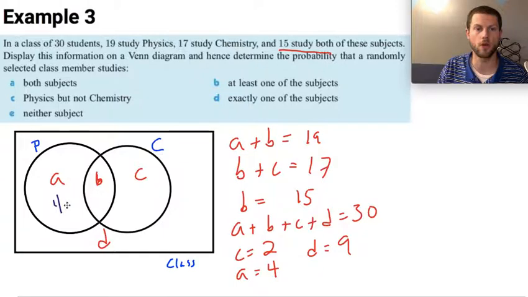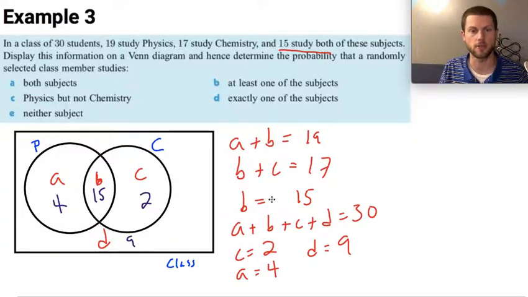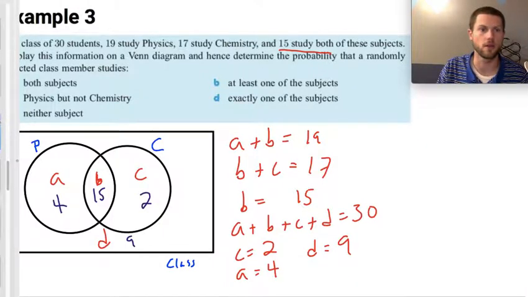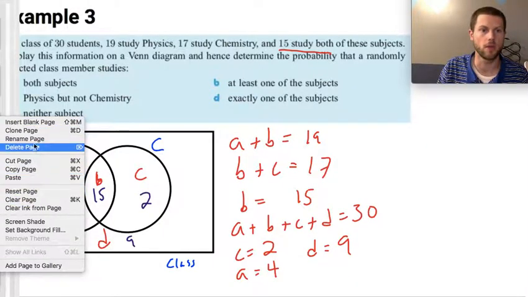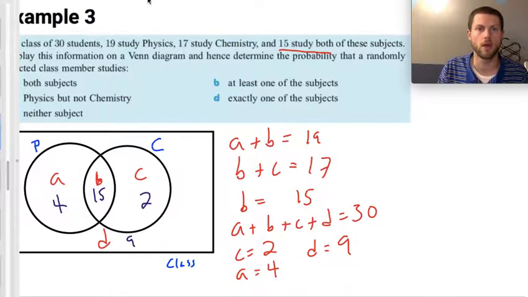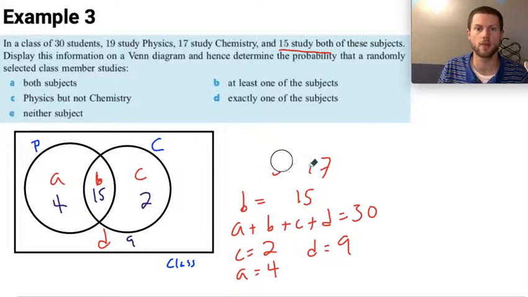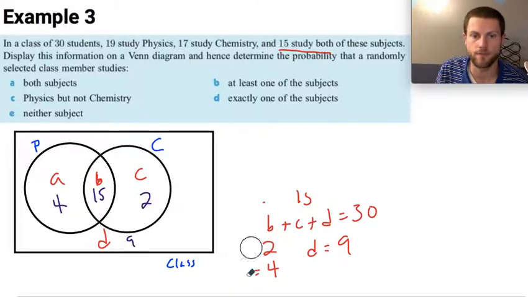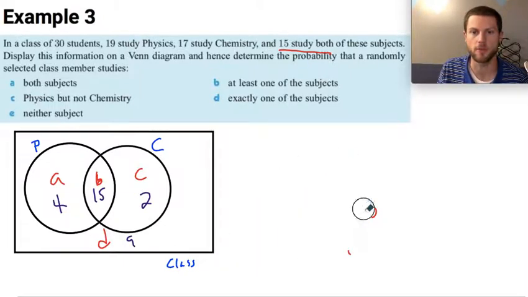So there's 4 who take only physics, there are 15 who take both, there are 2 who take just chemistry, and there are 9 who don't take any of those classes. All right, so now we're ready to jump into what's next. And actually, let me duplicate this page, clone page. And then I'm just going to get rid of this over here, and let's pick up on solving some of these other problems here.